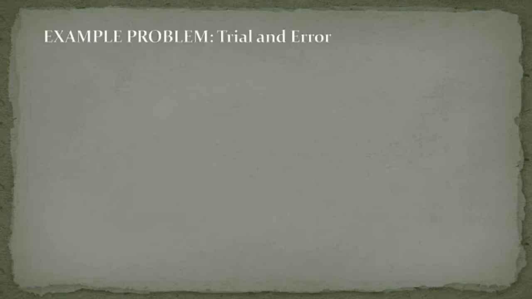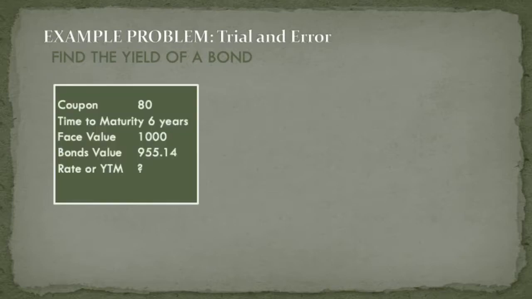How do we find the yield to maturity? We have an example problem. Using the given bond value, coupon, time to maturity, and face value, it is possible to find the rate or yield simply by using the trial and error method. The bond has a face value of 1,000, 80 coupons for 6 years, and is sold at a discounted price.